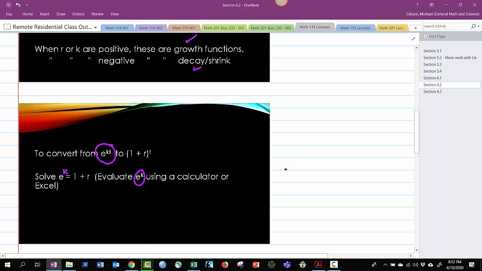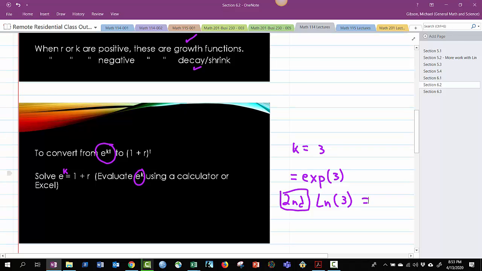In Excel, let's say k is the number 3. You type equals exp, put in a 3, and it'll evaluate it. In our calculator, we're going to go second, hit that ln function. It's a lowercase l in your calculator. Put in a 3 and hit equal. That'll get you e to the third in both cases. All right, so let's move on.